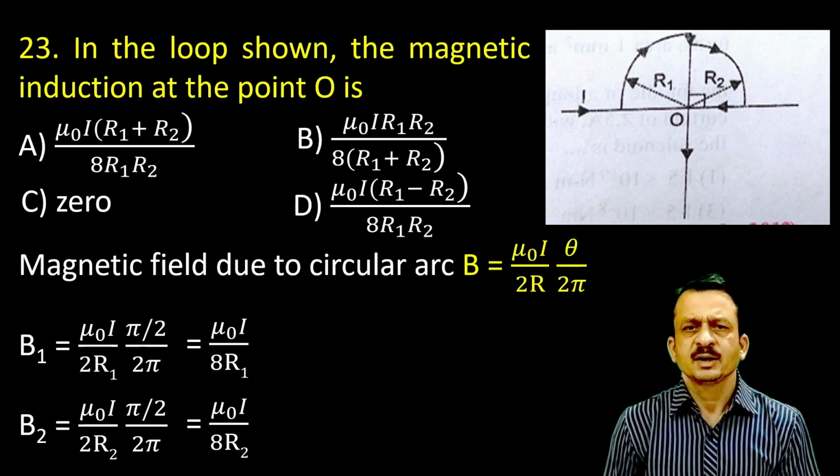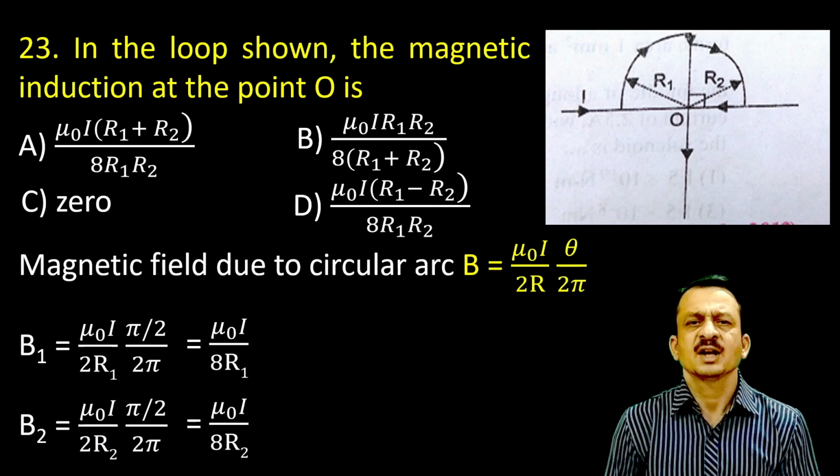Now look at the direction of the magnetic field. Since the current is in clockwise direction, the magnetic fields are into the plane of the paper according to the right hand rule. So B1 is also into the plane of the paper and B2 is also into the plane of the paper. Therefore total magnetic field is the sum of the two, B1 plus B2.